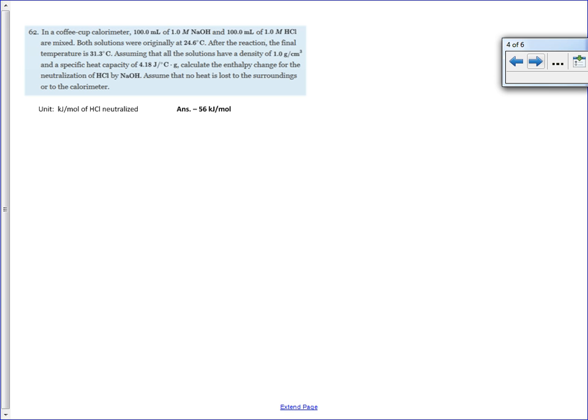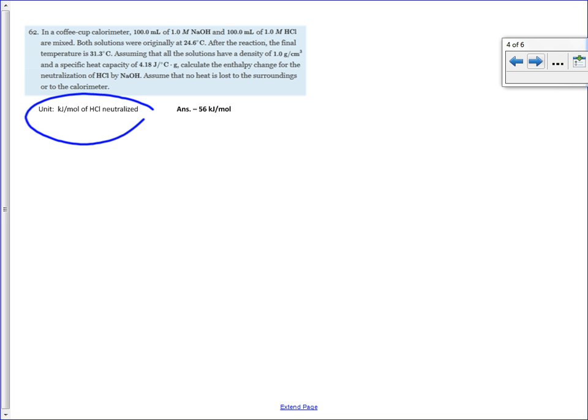All right, and we make the assumption that no heat is lost to the surroundings, meaning outside the cup, or the calorimeter itself. So, of course, that's not a perfect assumption, but it makes doing these problems a lot easier. So for this one, looks again like we need to specify the unit here. We're going to work this one in kilojoules per mole of HCl neutralized. Again, we've got a stoichiometric mixture.